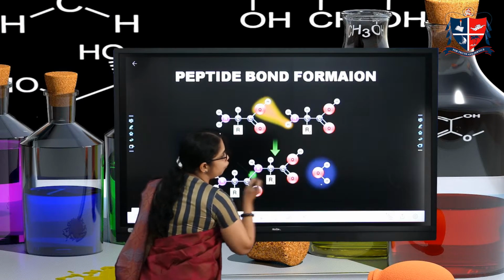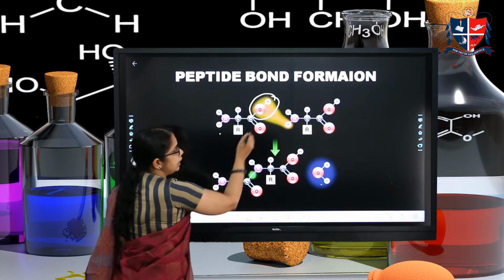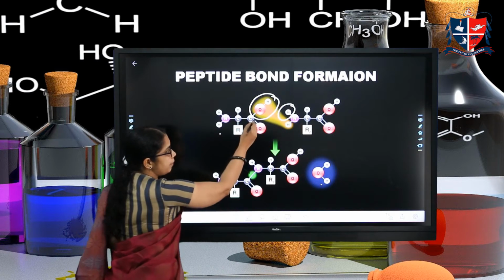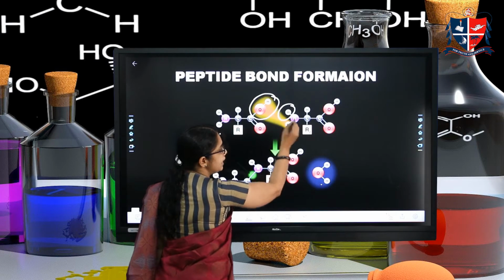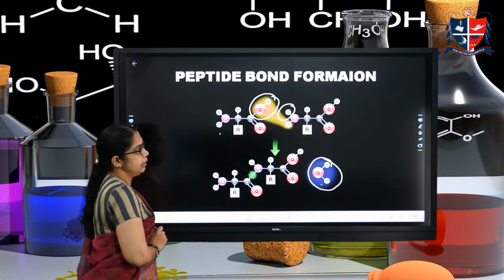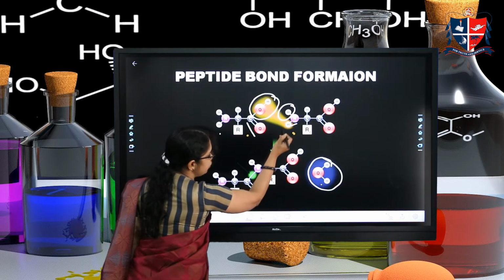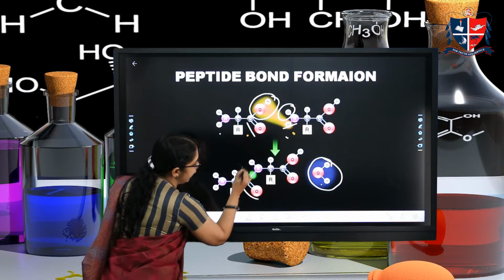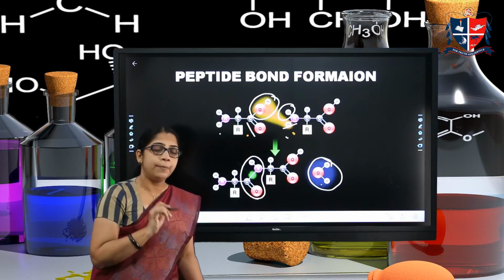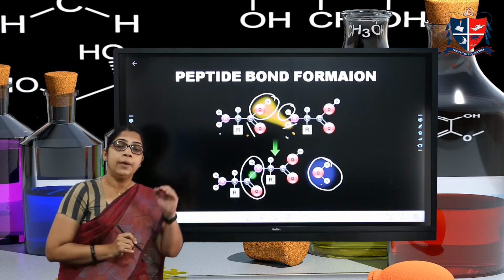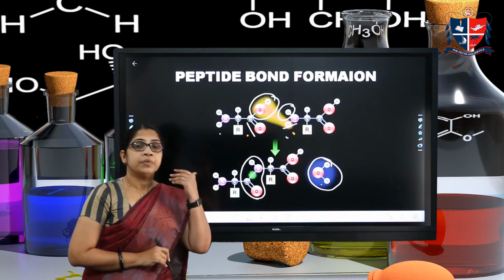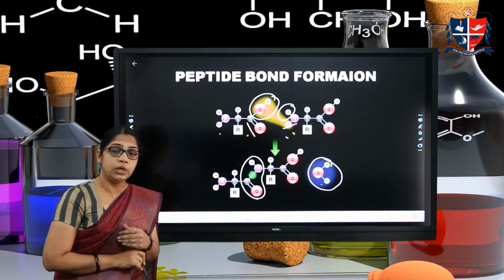It leaves a molecule of water: OH from the COOH and hydrogen from the NH2 together form water. And there is a formation of a CONH bond. This CONH bond is called an amide bond. But in the case of peptides or proteins, this amide bond is called a peptide bond.